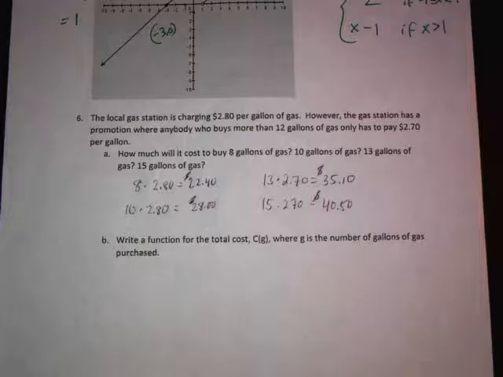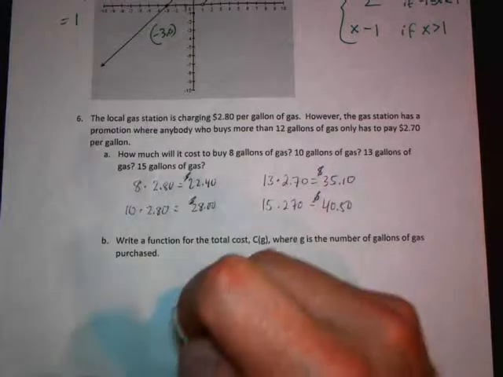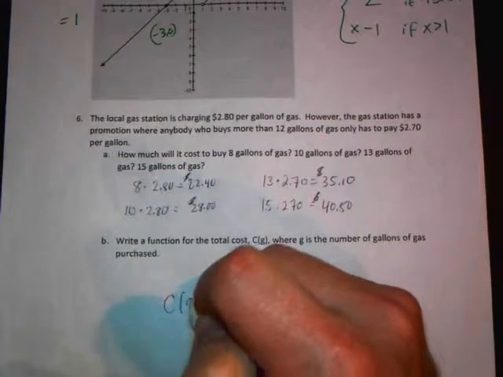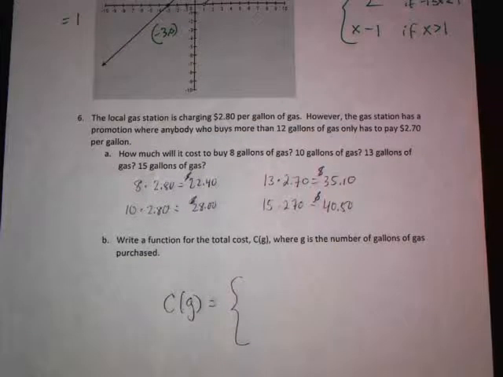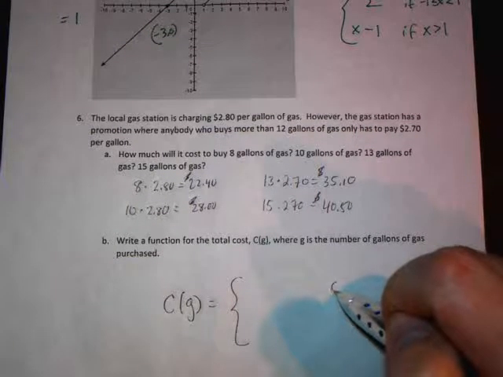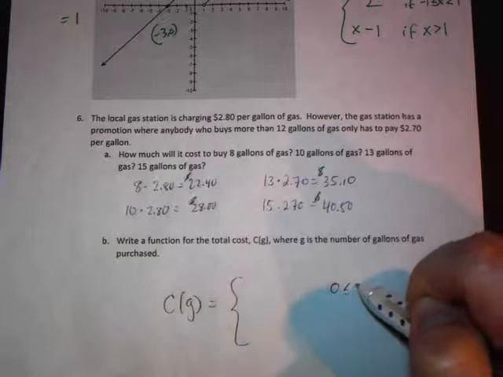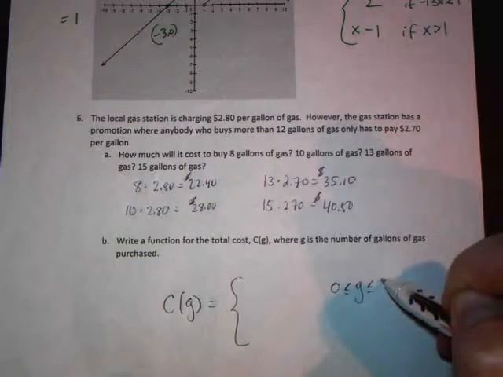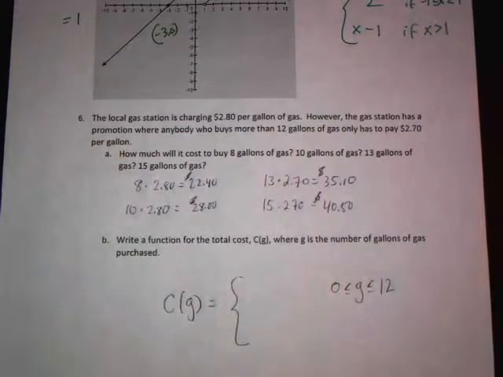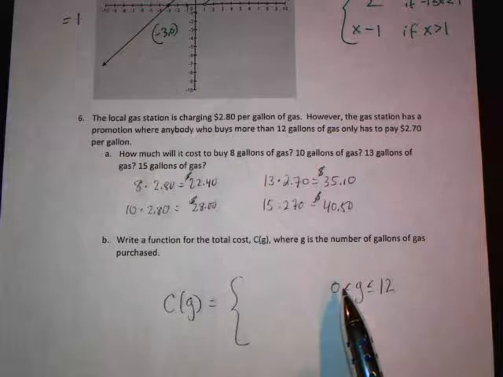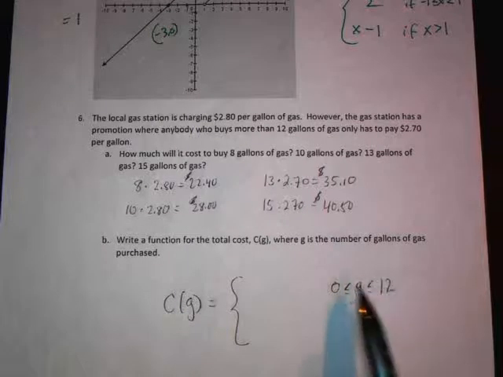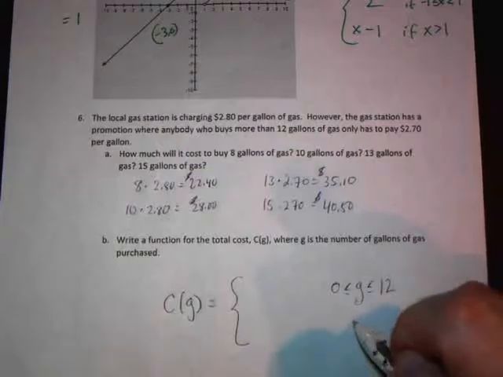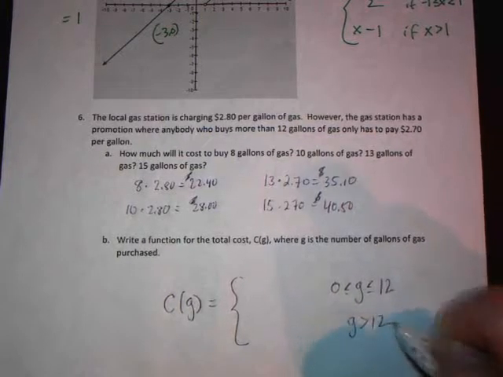Write a function for the total cost C of G, where G is the gallons of gas purchased. Alright, so C of G is, and we're going to have two pieces. We're going to have one piece where you buy between 0 and 12 gallons. Now I put the 0 here because of course you can't buy less than 0 gallons of gas. It wouldn't make sense really to just put G less than 12. That would imply you could have negative gallons. Can't happen. And G is bigger than 12.